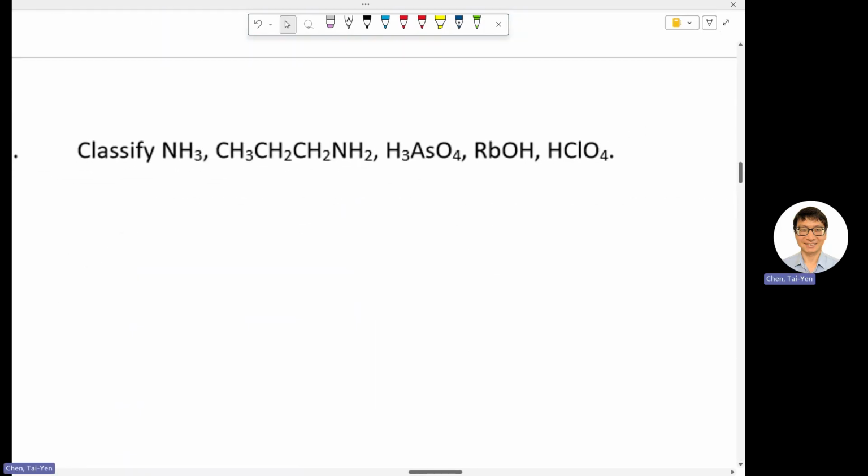So this is a very standard type of question you're going to be asked. I give you a bunch of chemical formulas. Start to group them into strong acid, strong base, weak acid, weak base. So first one, NH3. Very good, weak base. How about this?